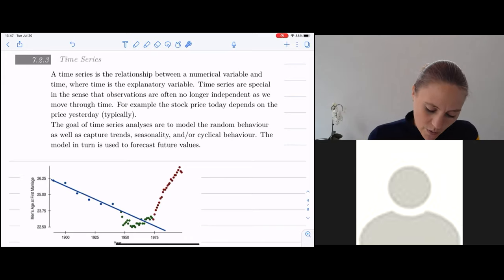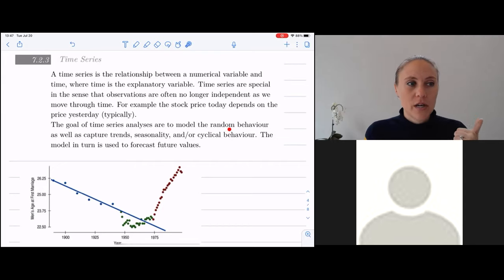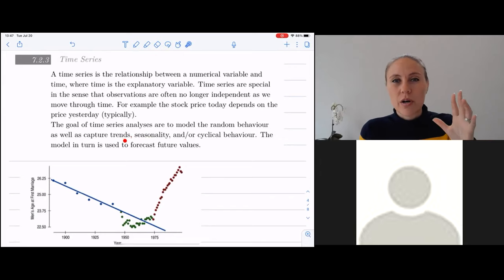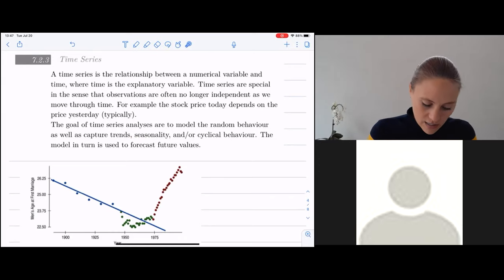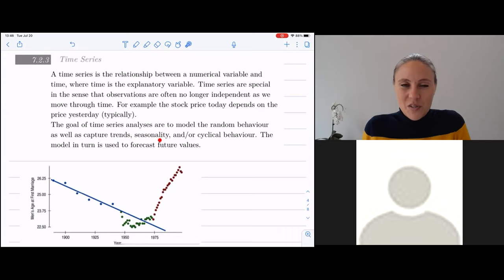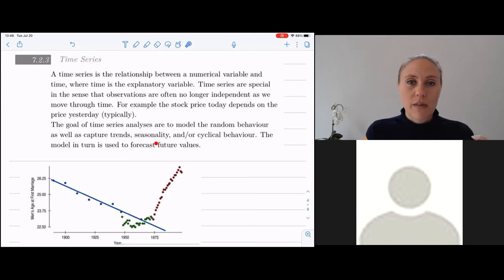And so we're trying to model the random behavior as well as we're trying to capture trends, right? There might be some trends, there might be seasonality, right? So the trend would be maybe it's just constantly increasing, but it's kind of shaking as it's increasing. There might be seasonality, meaning just as the word implies, maybe it changes with the seasons. That could be with the quarters, it could be annually. So every year it turns over and you have to adjust for that, right?